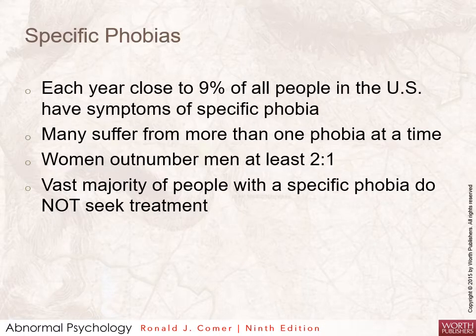Each year, close to 9% of the people in the U.S. have symptoms of specific phobia. That's a large portion of the U.S. It's a huge portion that have specific phobia. Something around 35 million people. Many can suffer from multiple phobias. And women, as always, outnumber men by at least 2 to 1. And the vast majority of people with phobia just do not seek treatment, they just avoid.